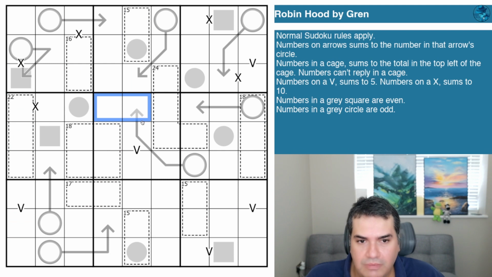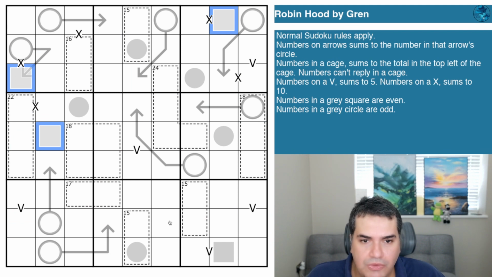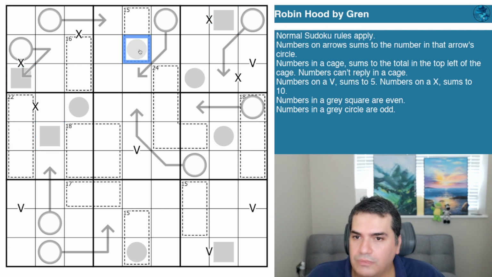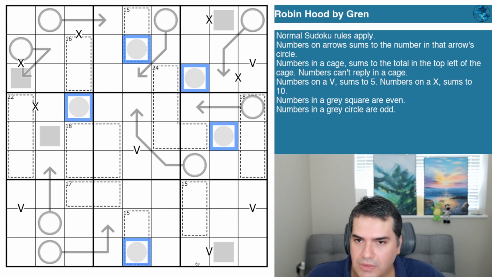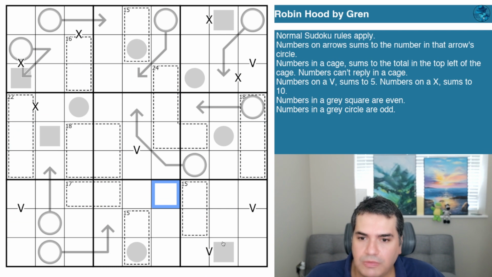Lastly, we have numbers in gray squares are even, such as these. These are all even cells. And numbers in a gray circle are odd, such as these. So plenty of rules, and in fact plenty of clues on the grid as well, relative to some of the other puzzles we've played recently. But a completely empty grid.